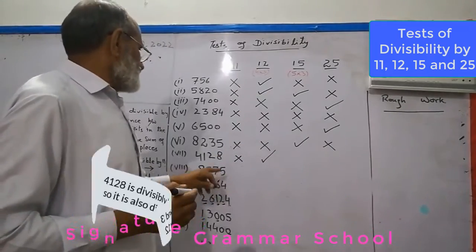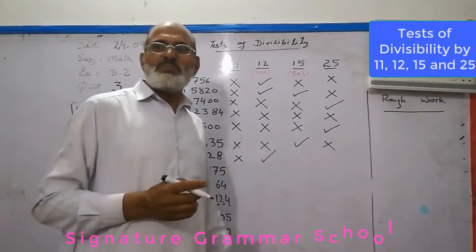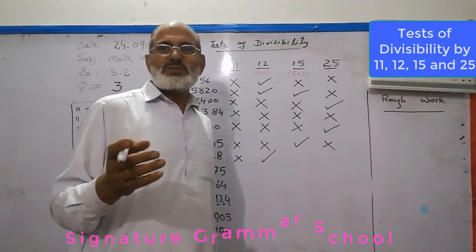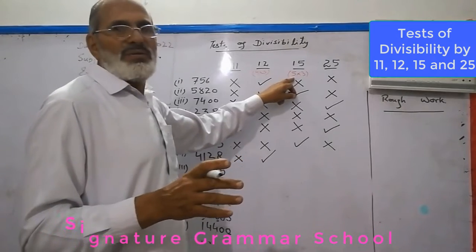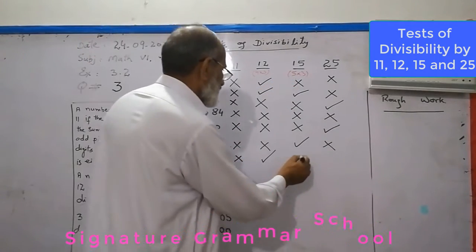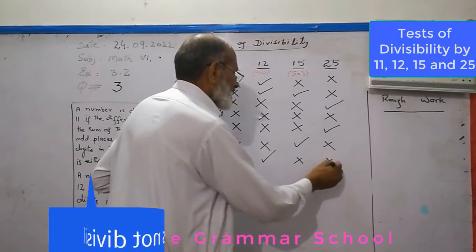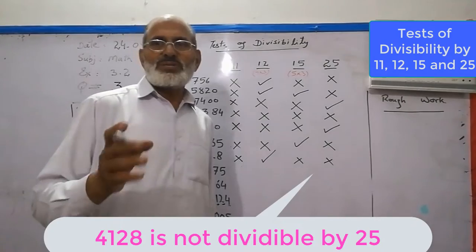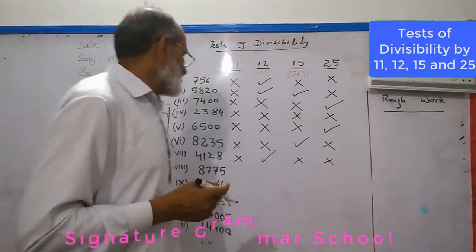For 15, here it's 8. Whenever there is an even number at the unit place, that value can't be divided by 5. So the condition of 5 doesn't meet here. Therefore, I put here a cross. And 28 can't be divided by 25. Again, I put here a cross. It means that this value is neither divisible by 15 nor by 25.